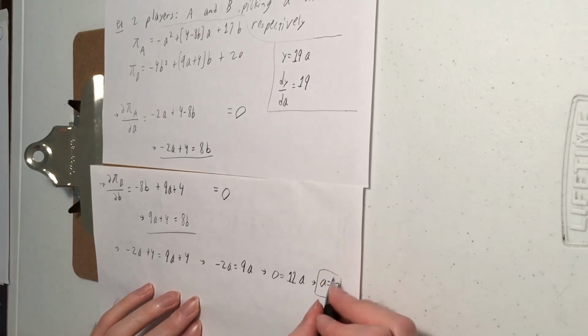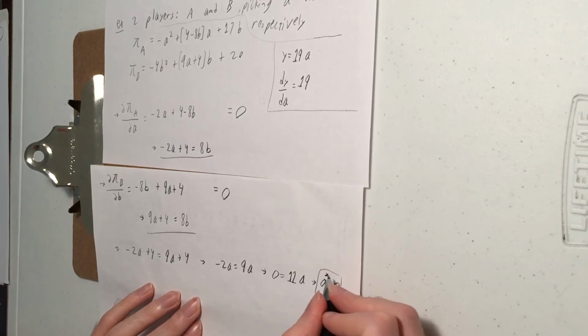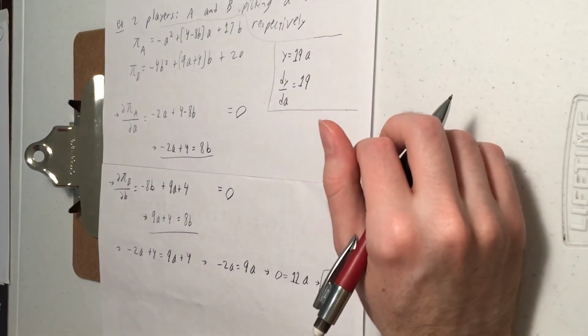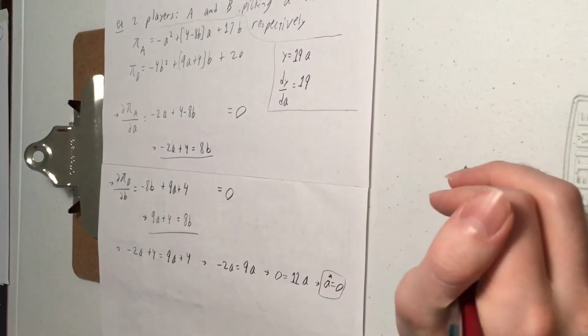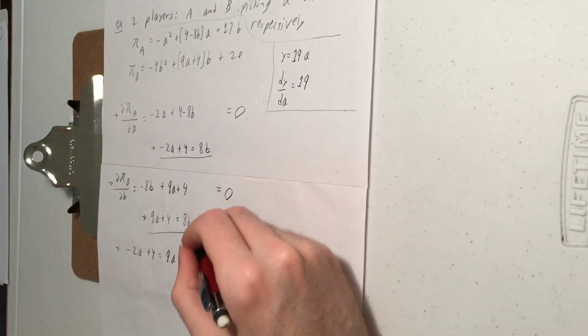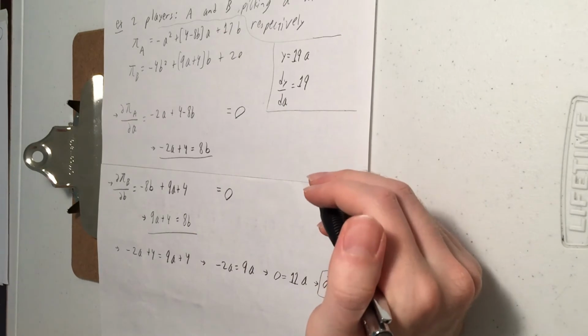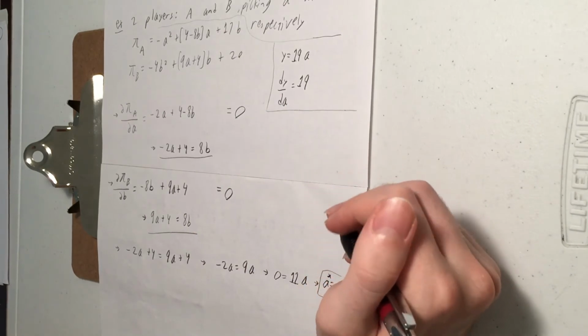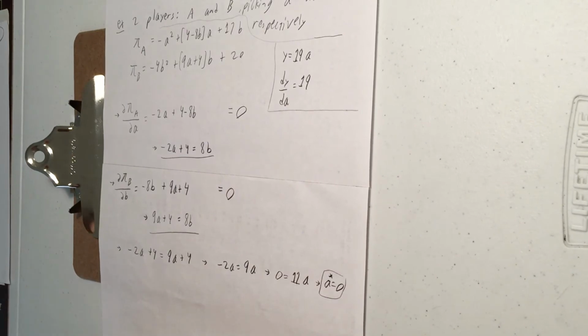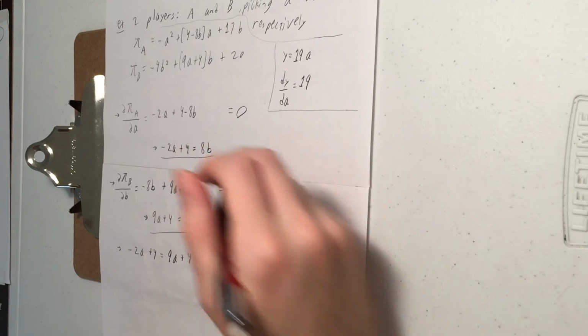I'll call this a star to indicate it's the solution to the problem. All right, so you can plug in a equals 0 into either of these 2 equations, and that will tell us what b is. Because these 2 equations are equal, it doesn't matter which one you plug into. Let's go up here.